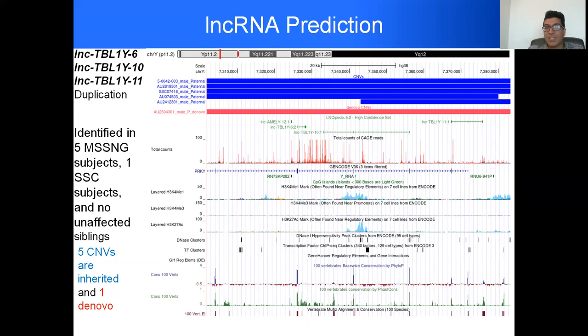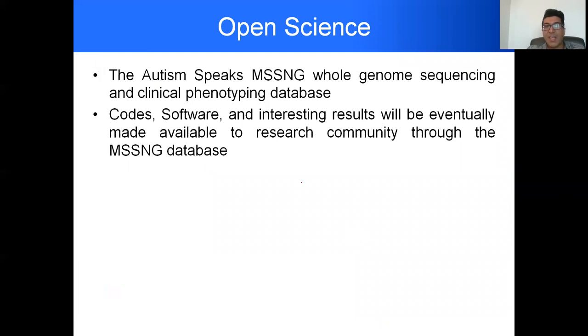As you see, there are some features, some peaks in histone marks, that are likely to regulate the disease. And for the contribution of the project to open science, I use the whole genome sequencing and clinical database, which is the largest genomic database devoted to autism, and it's open source.